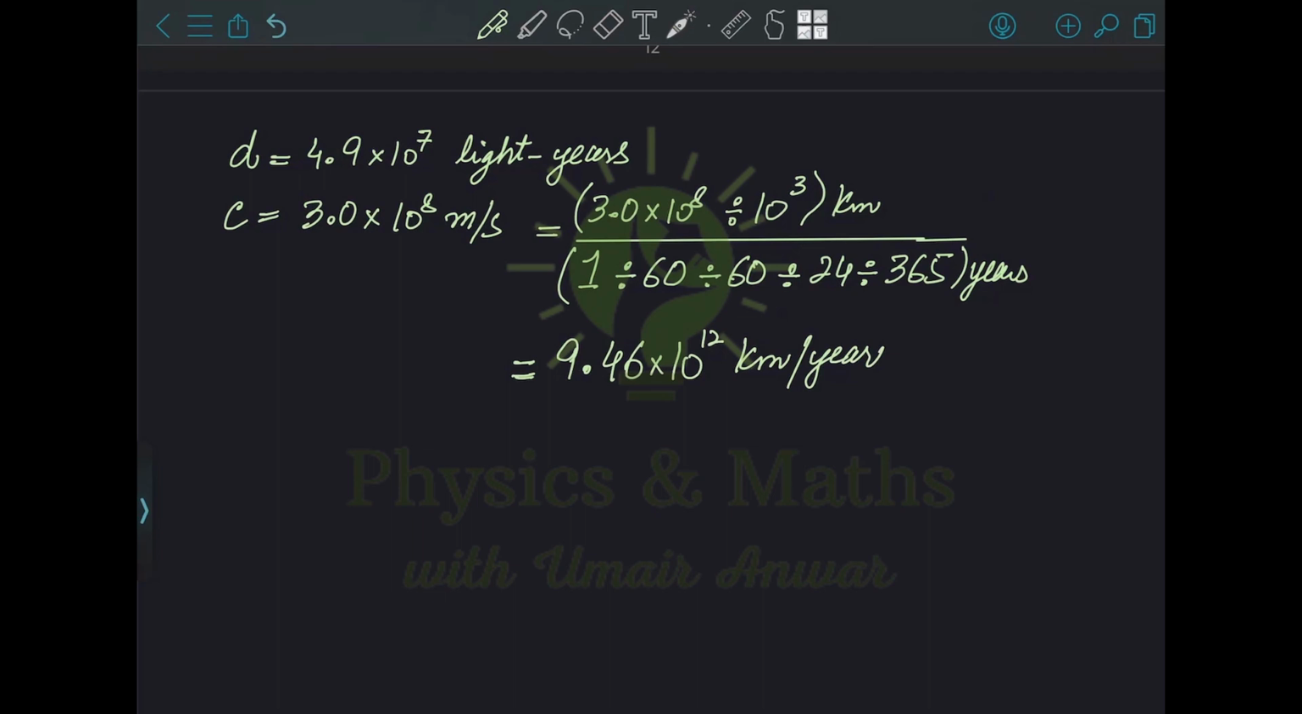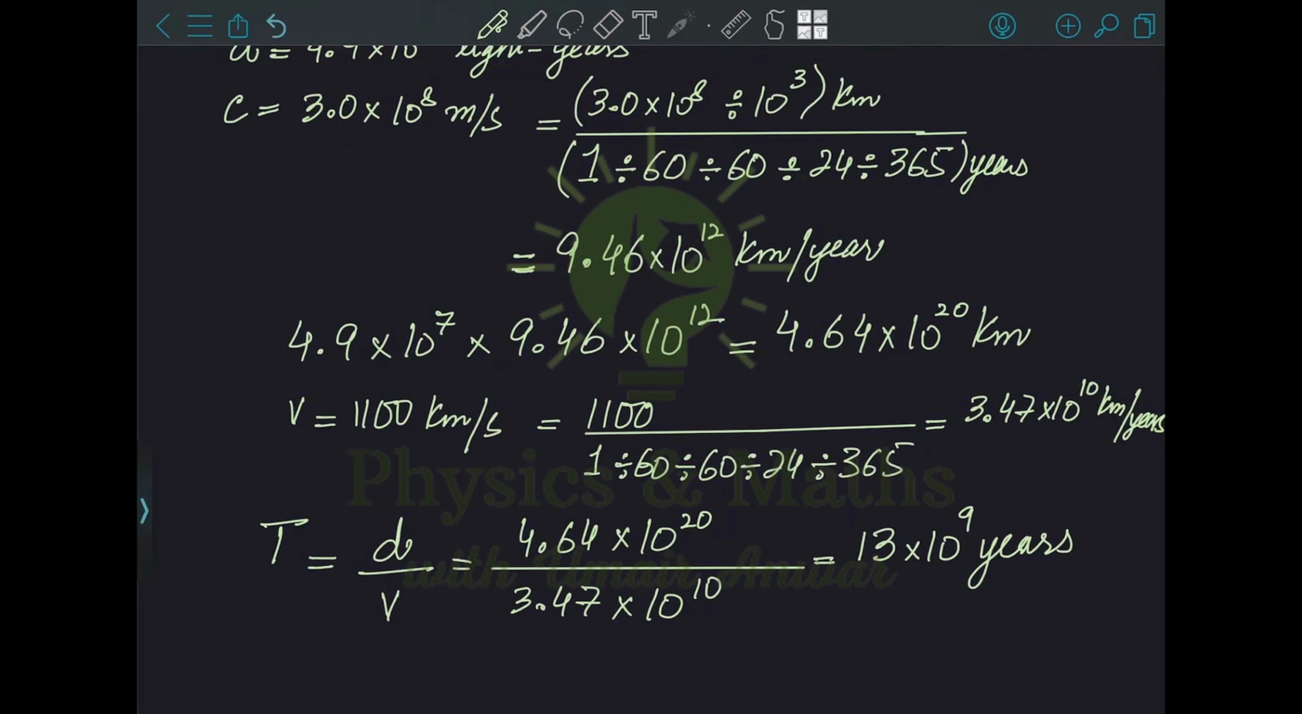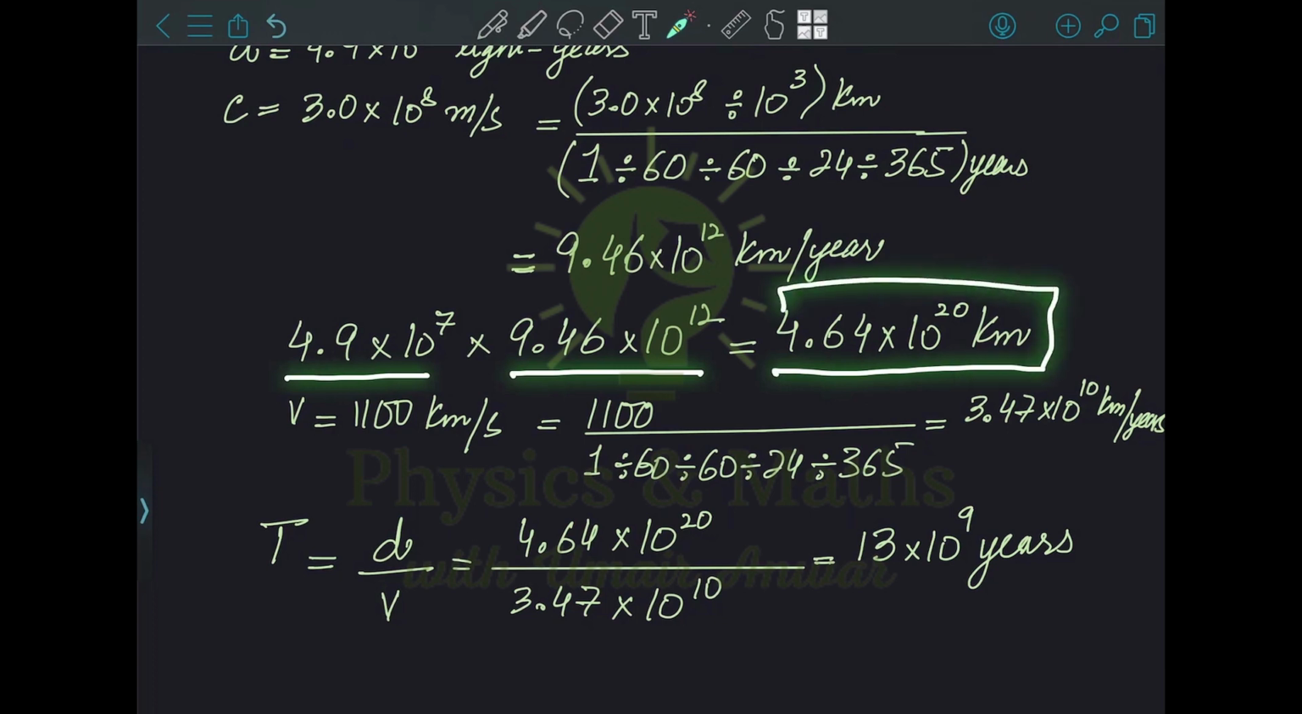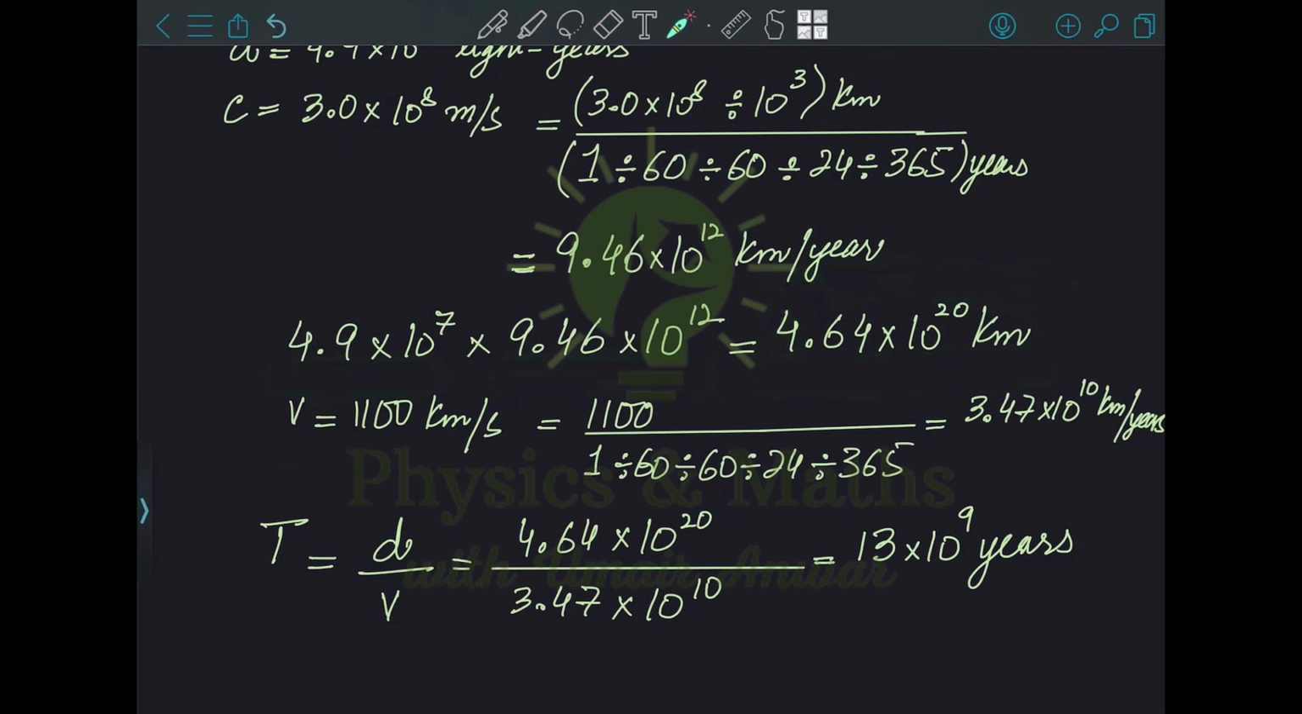Now the distance traveled by the light when coming from the galaxy to the Earth is 4.9 × 10^7 light years. So here I multiplied the distance given in light years with this value to convert it into kilometers, and this is the distance between the Earth and the galaxy in kilometers. Then we were given the speed of recession in kilometers per second, and I converted this speed into kilometers per year. So this is the value of the speed of recession in kilometers per year.